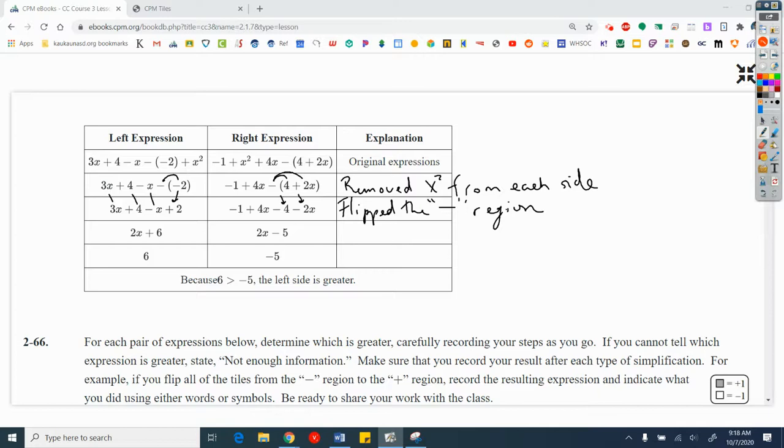All right, we can take the 3x and the minus x to get 2x, the 4 plus 2 to get 6. What did we do there? We combined like terms. In other words, she made the zeros.